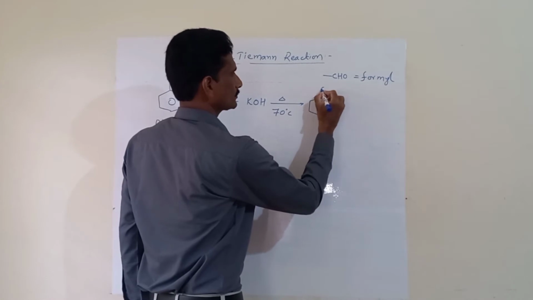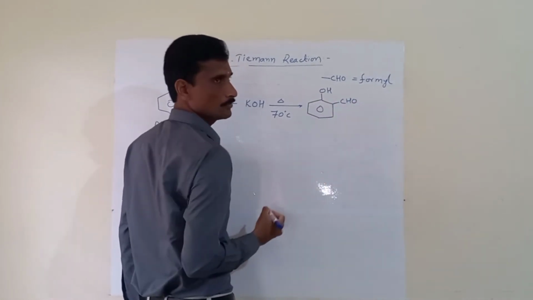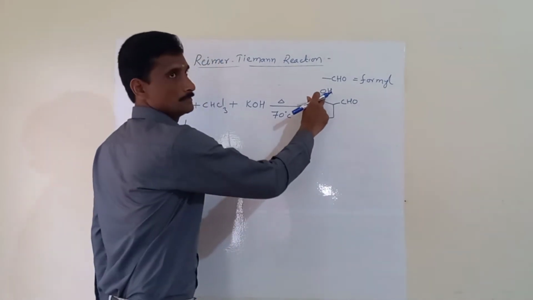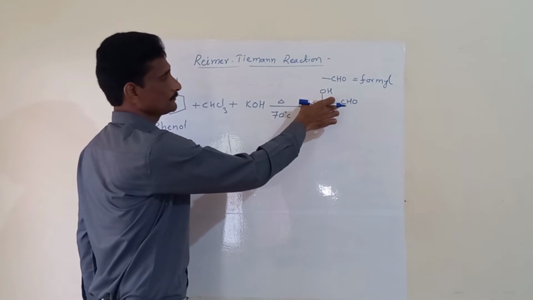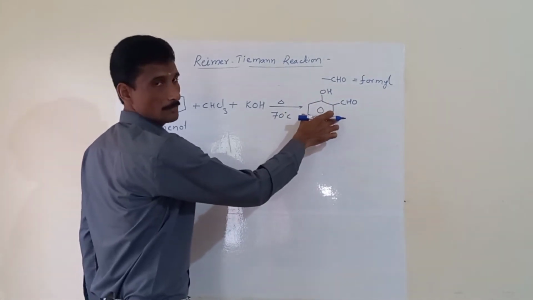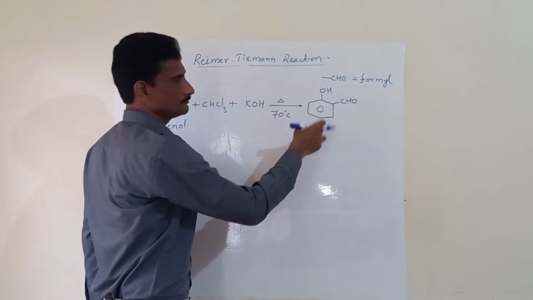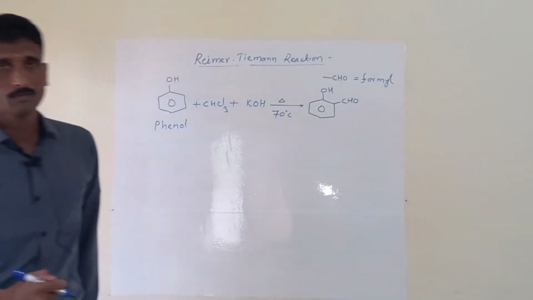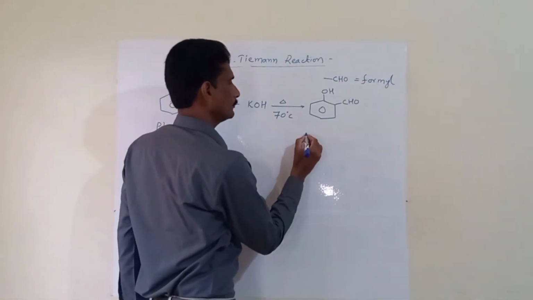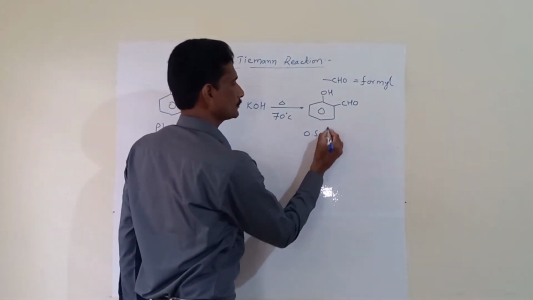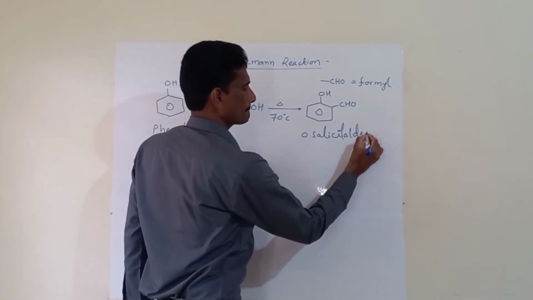Ortho-salicylaldehyde: OH, and at the ortho position, the CHO group is substituted. This is the OH group. These two positions are ortho positions. These two positions are meta positions. This is the para position. So the formyl group is substituted on the ortho position. The aldehyde group, it is called ortho-salicylaldehyde.